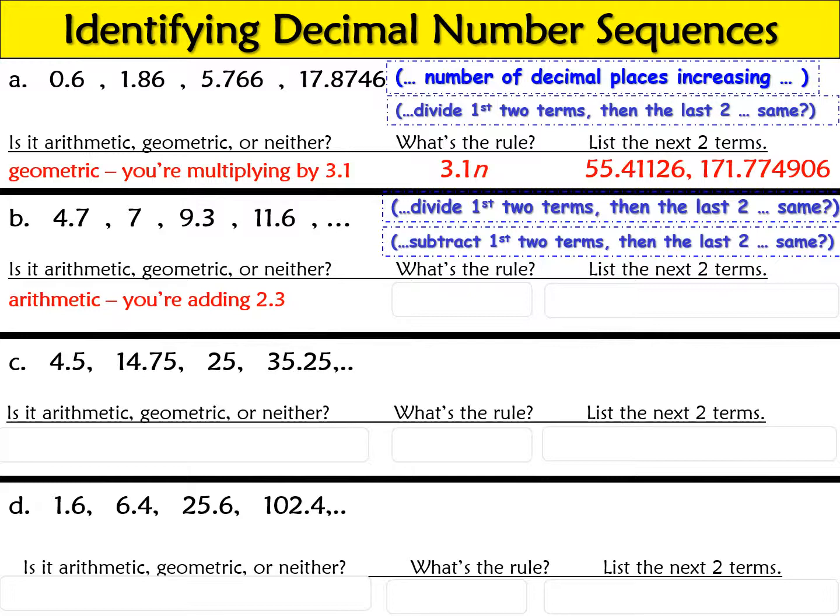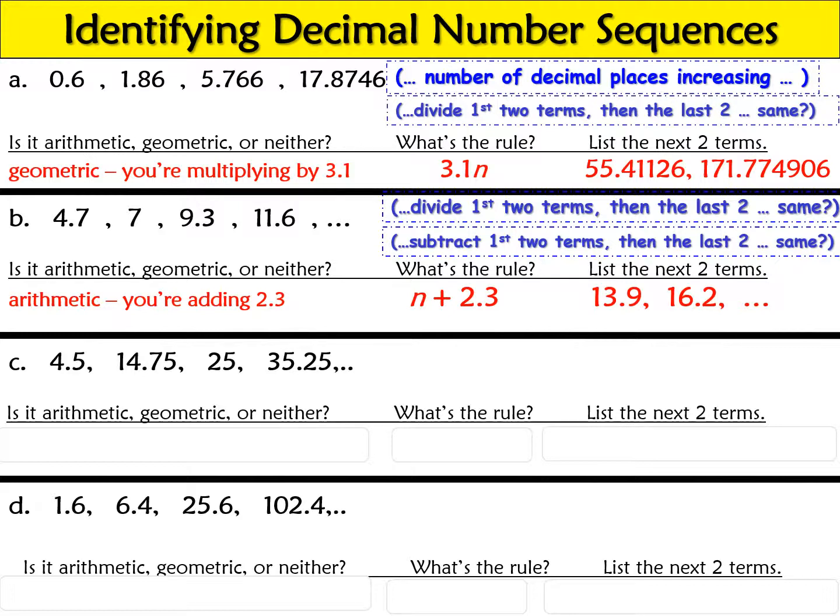Because we're subtracting by 2.3 to move backwards, we must be adding by 2.3 to move forward. That makes the rule n plus 2.3, and that makes the next two terms 13.9 and 16.2. So why don't you go ahead and pause the video for a second here and take a look at example C and example D.